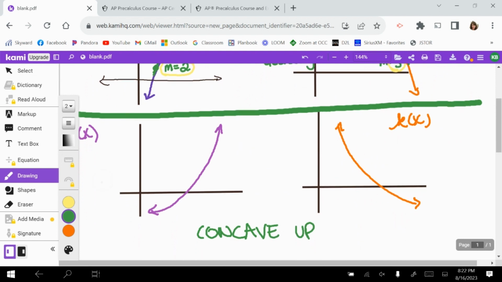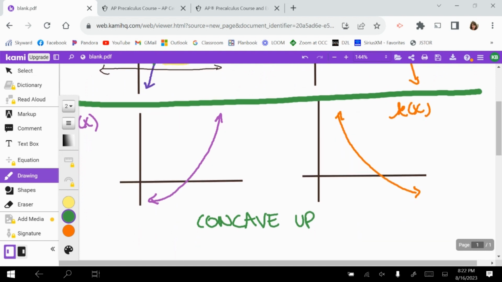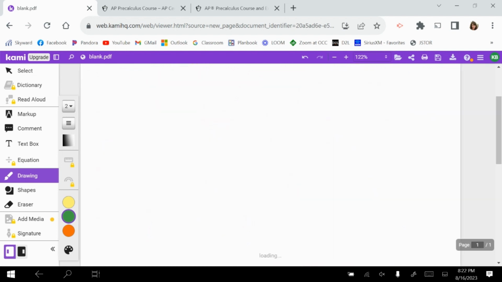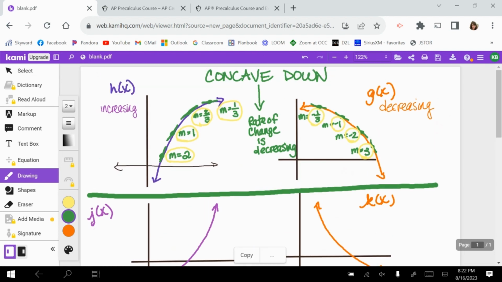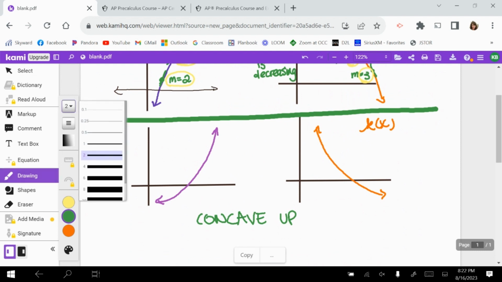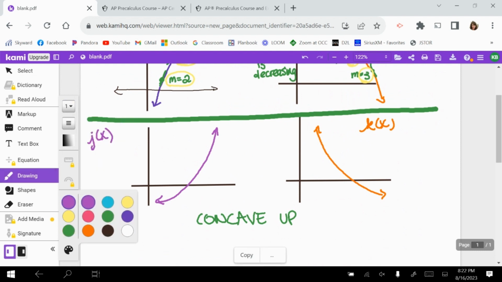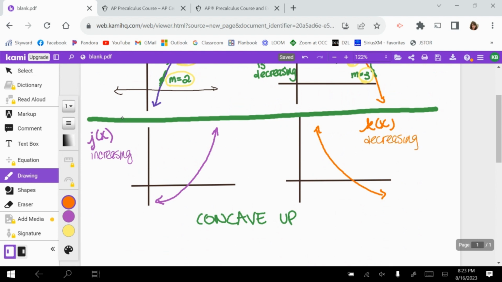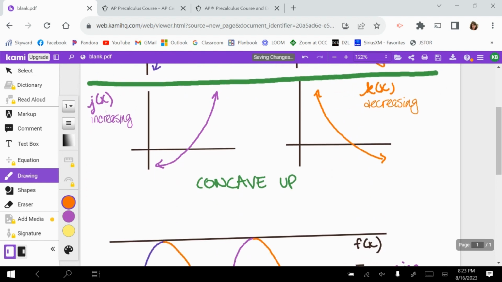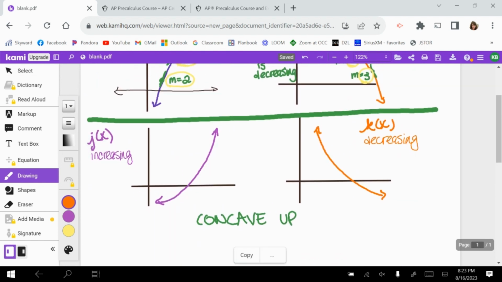Now let's look at a couple of other examples here. So we've got an increasing function, j of x. j of x is an increasing function, just like h of x was. And k of x is a decreasing function, just like g of x was. But we can tell because we just know that both of these functions are concave up. We can tell by our eyes, but how can we justify this?